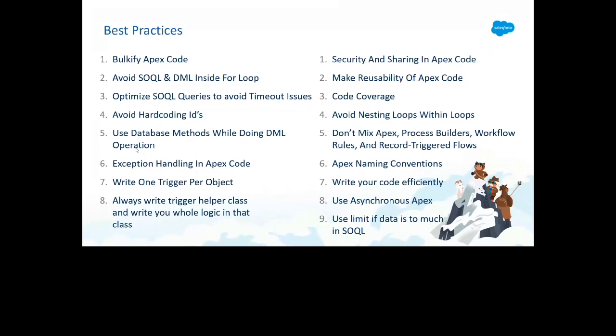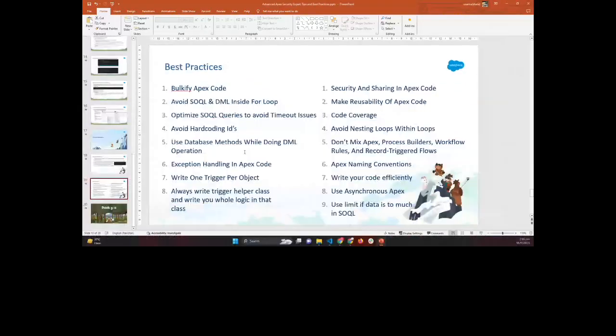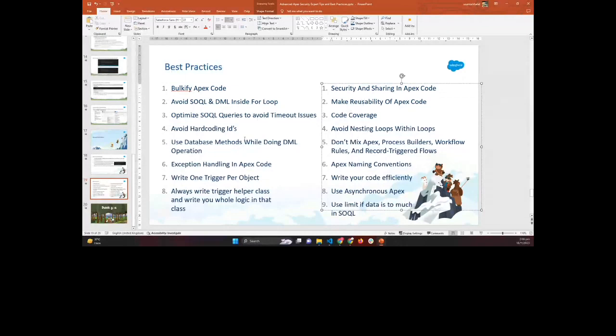I can still see the tips for good coding. I think due to some internet connection issue, your screen is not updating. There was a point mentioned about avoiding hard coding, avoiding nested loops, the reusability of the code, security and sharing, code efficiency, and naming convention. Is there any mechanism we can implement to ensure everything in one go? Can we use any tool?